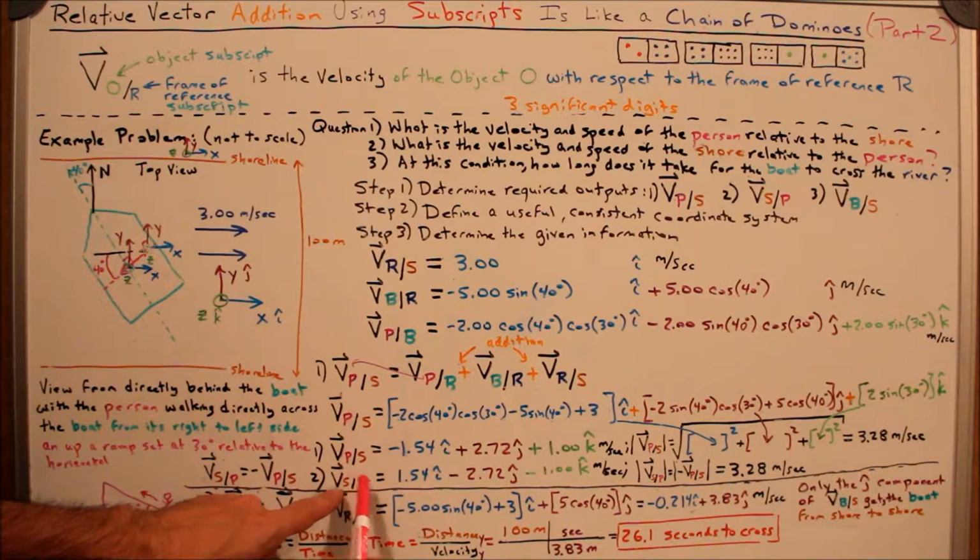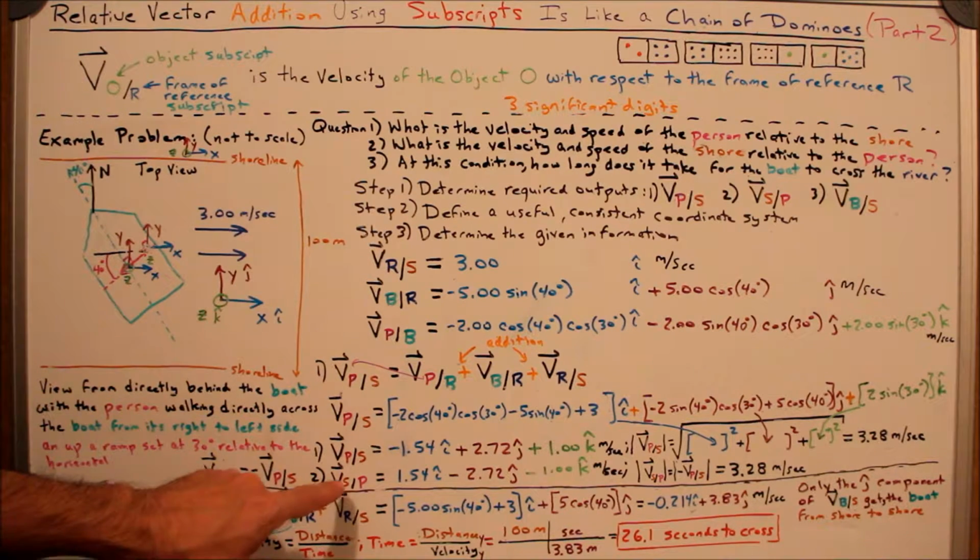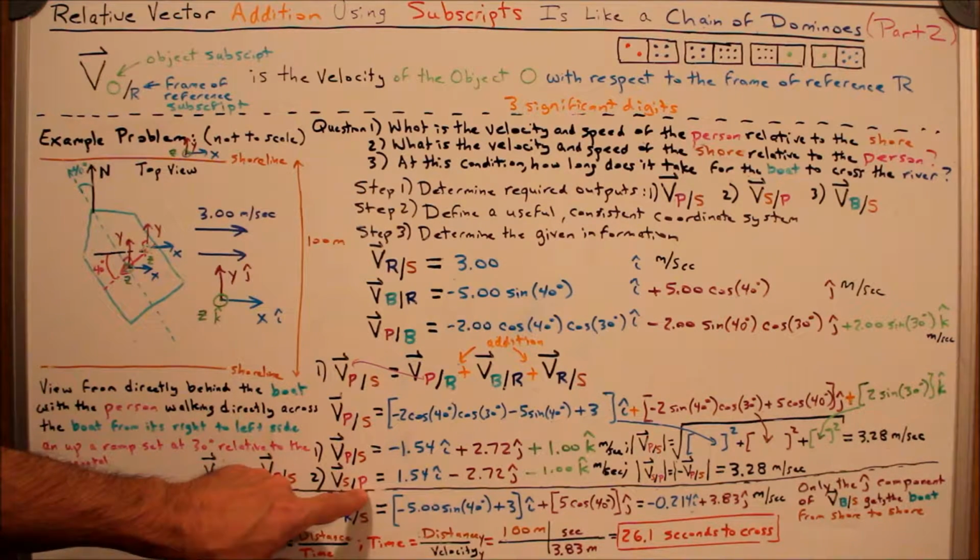So therefore, that velocity term, since it's just taking a minus, I take a minus of each of the individual components. So the minus 1.54 becomes a plus, and this plus becomes a minus, and the plus becomes a minus again, in meters per second. So this is the velocity of the object shore with respect to the frame of reference person.